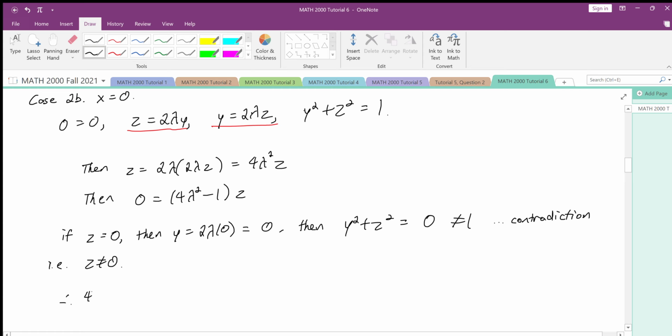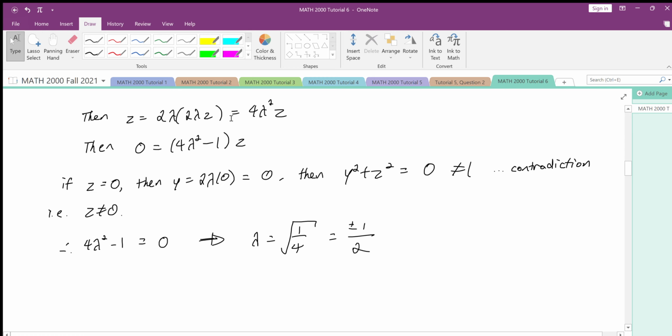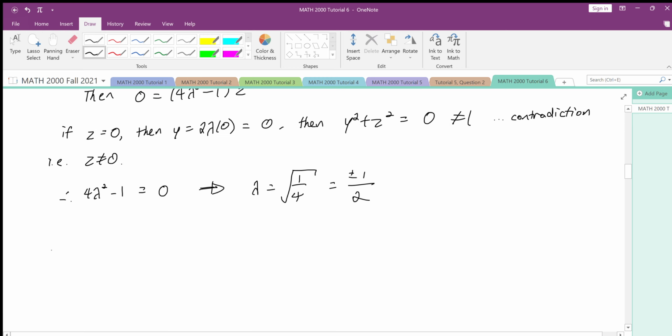Therefore, 4 lambda squared minus 1 is 0. And if that's equal to 0, then I could simplify it to saying lambda squared is 1 over 4, so lambda is plus minus 1 over 2. So now I take lambda as plus minus 1/2. I could substitute it back into this equation and this equation.